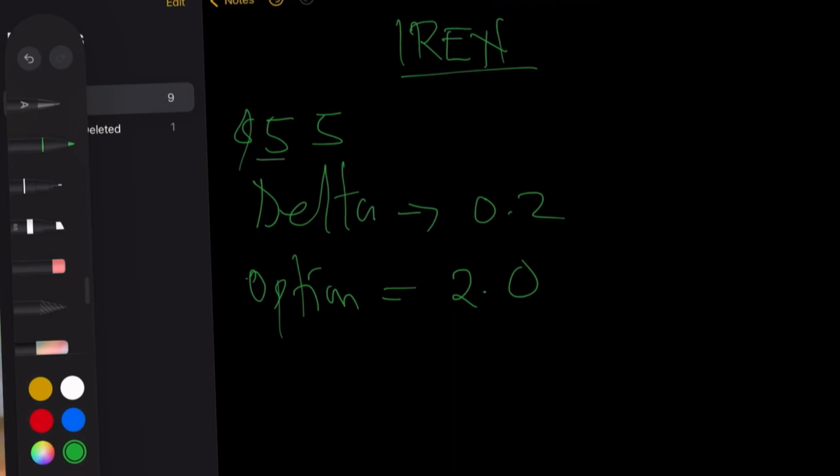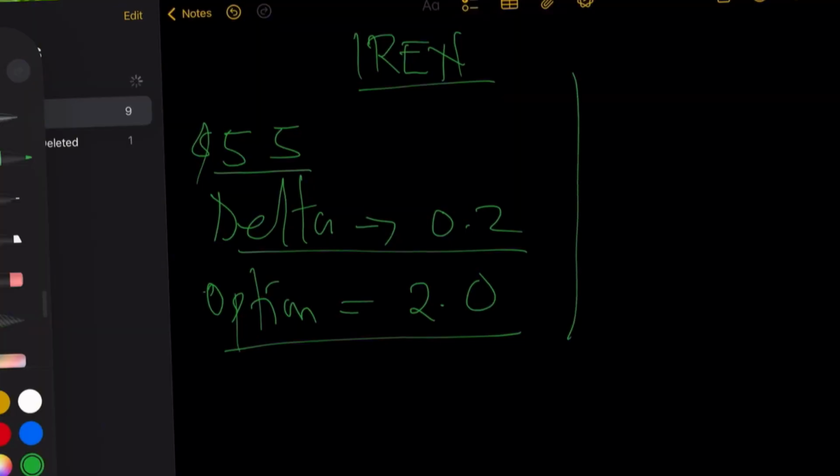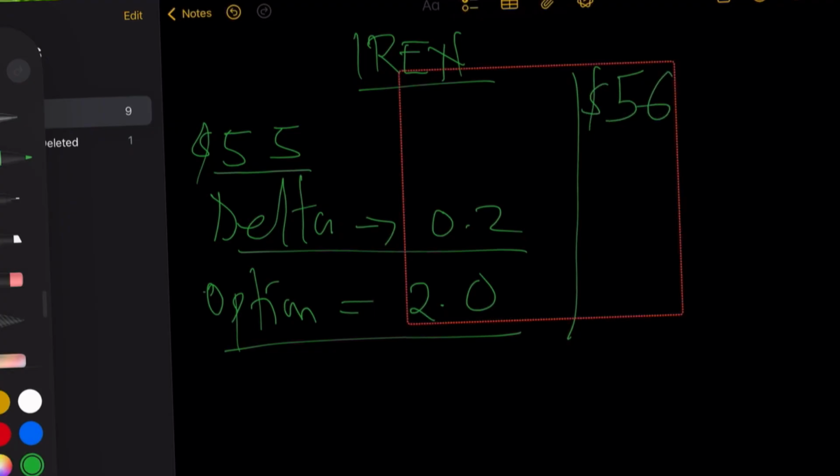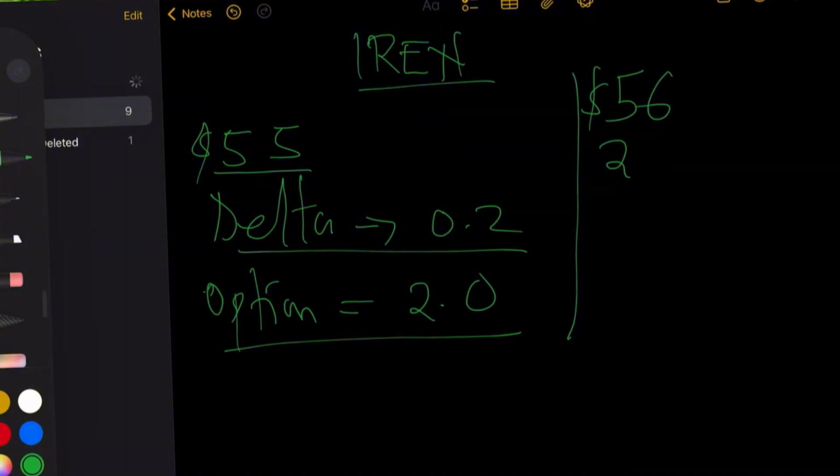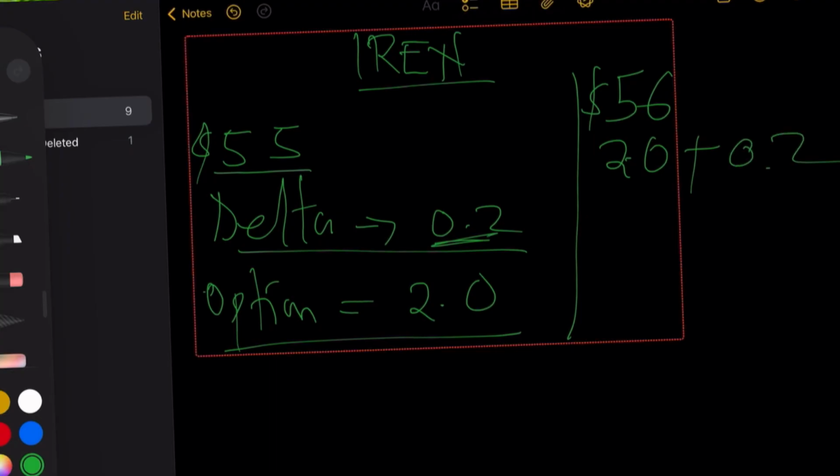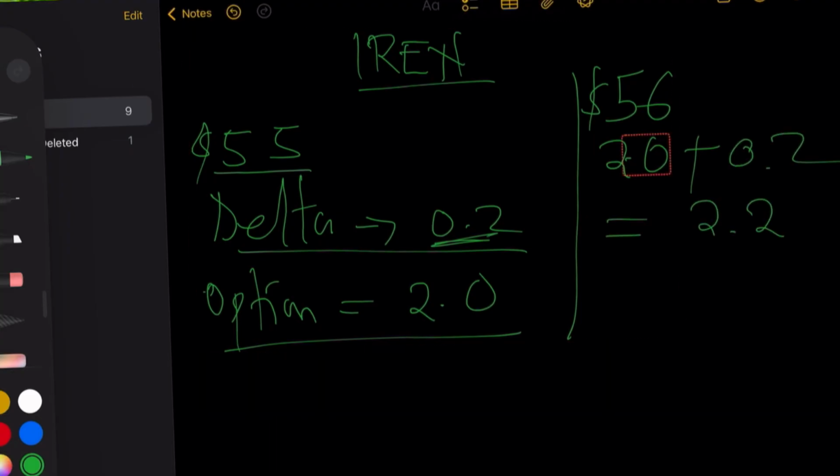Now, the stock is trading at $55 a share. We have a delta of 0.2 and we have an option, which is $2. Let's say Iran goes up by $1. So now Iran is no longer 55 and it has increased to $56 a share. So now that Iran has gone up by $1, the new value of our option contract will be $2 plus the delta, which is going to be $2.20. So this will be the new value of our option contract.